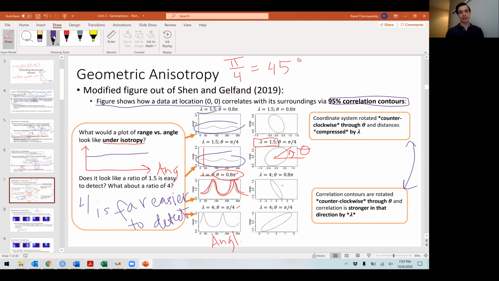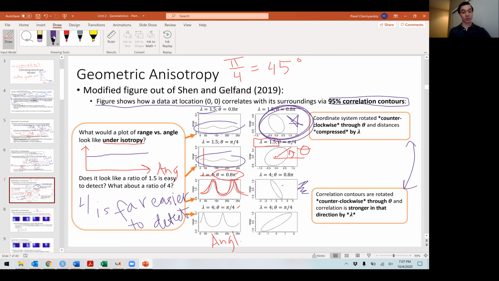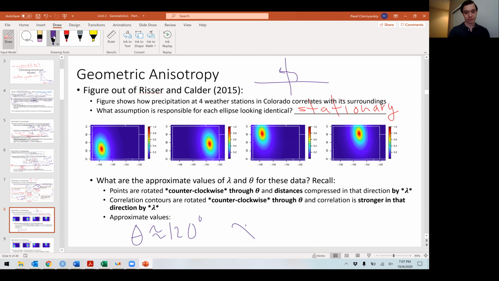But if we go back here, those ellipses look a lot more like this one than like this one. And so my best guess is that lambda is around 1.5. Yes, we're about to estimate these, of course. But just based on looking at this, the major axis is about 50% bigger than the minor axis.